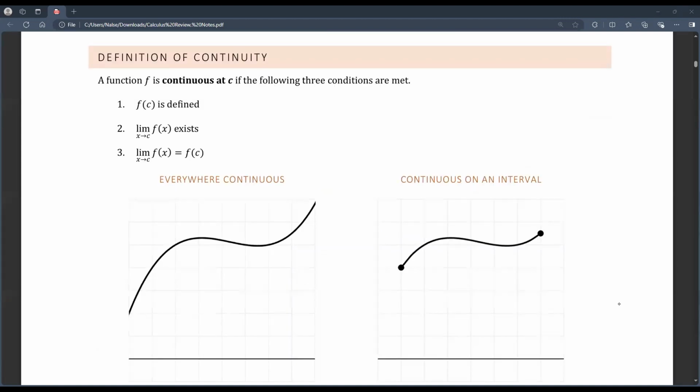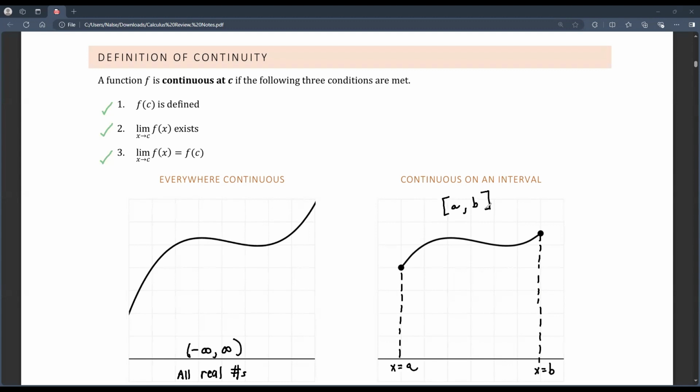Here are 3 tenets that help describe continuity. It boils down to the fact that the limit of the function must be equal to the actual value of the function. A function can be everywhere continuous, like the function to our left, which is continuous over its entire domain of all real numbers. On the right, we see a function that is continuous over a closed interval from x equals a to x equals b.